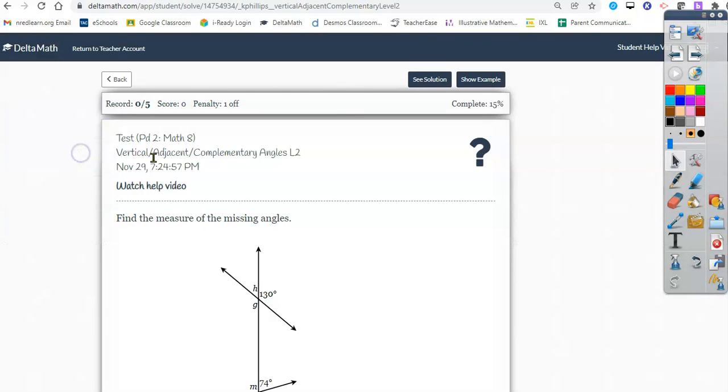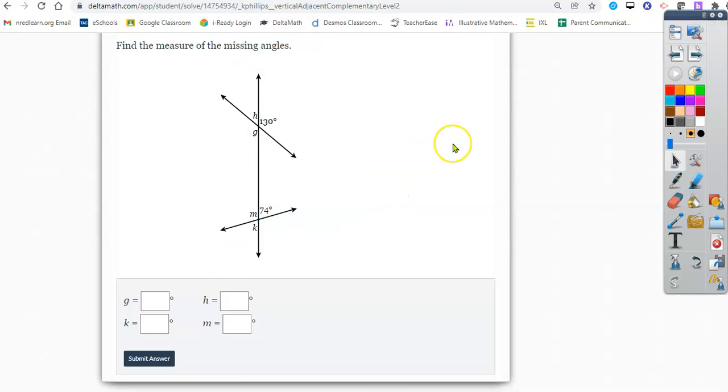Level 2 has a bit more algebra in it. So there are 4 missing measures here. So let's start with some given information. If I know that this is 130 degrees, then its opposite vertical angle is 130 degrees. So just by knowing the definition of vertical angles, I know the measure of G.